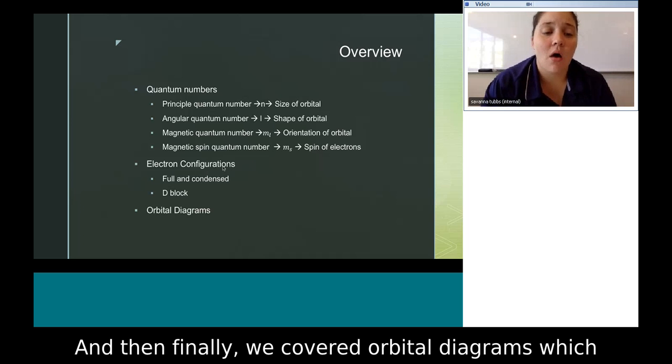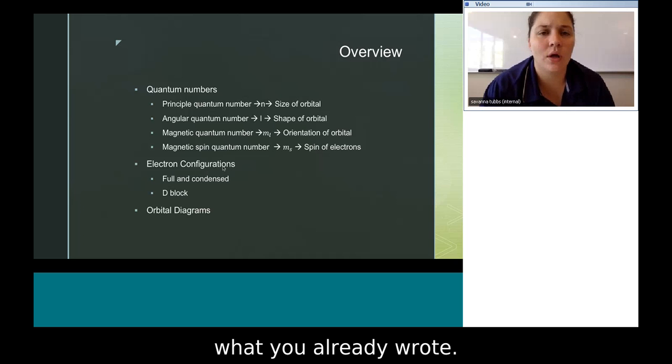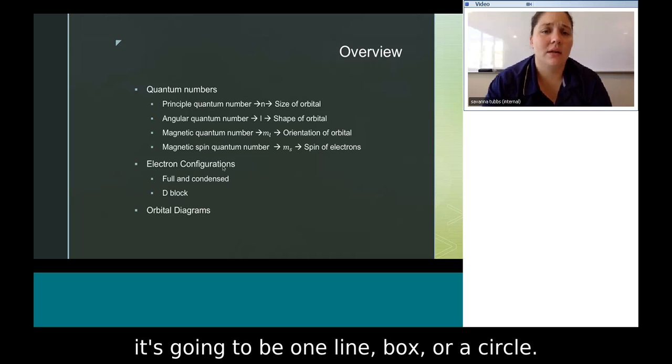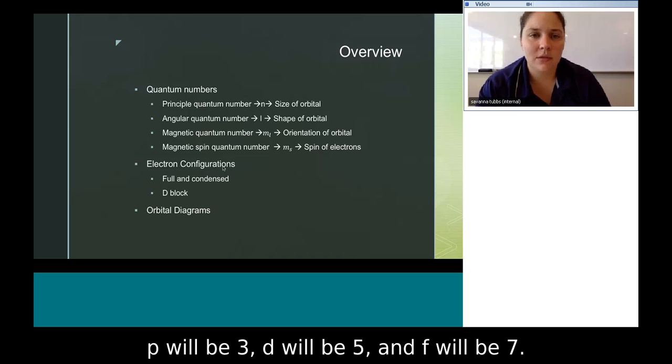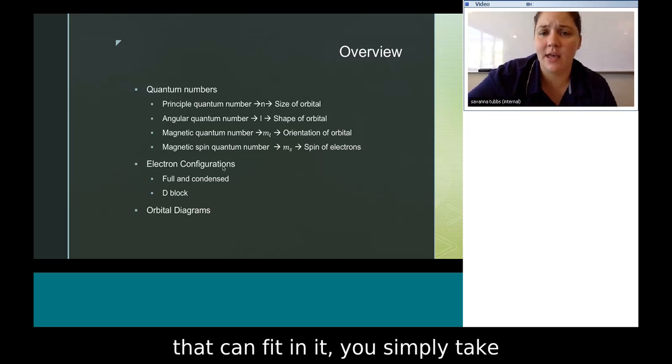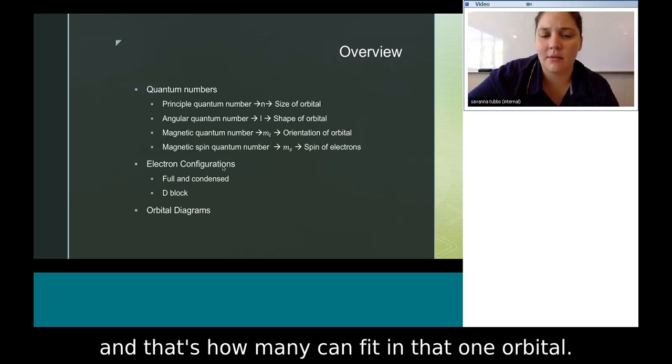And then finally we covered orbital diagrams, which pretty much goes hand in hand with your electron configuration. You're just drawing out what you already wrote. So remember that if you have an s orbital, it's going to be 1 line, box, or circle. p will be 3, d will be 5, and f will be 7. And to figure out the maximum amount of electrons that can fit in it, you simply take how many orbitals there are, multiply it by 2, and that's how many can fit in that one orbital.